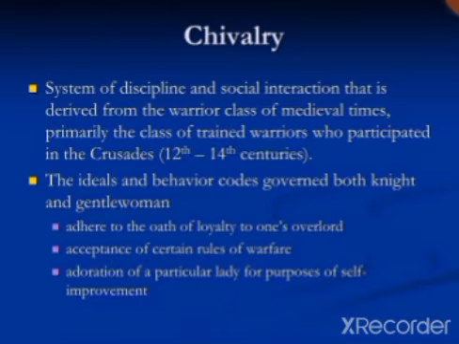Then chivalry, a system of discipline and social interaction that is derived from the warrior class of medieval times, primarily the class of trained warriors who participated in the holy crusades. A crusade is a war, a pilgrimage to the Holy Land to reclaim or recapture Jerusalem. The ideals and behavior code governed both knight and gentlewoman, adhering to the oath of loyalty to one's lord, acceptance of certain rules of warfare, and adoration of a particular lady for purposes of self-improvement.